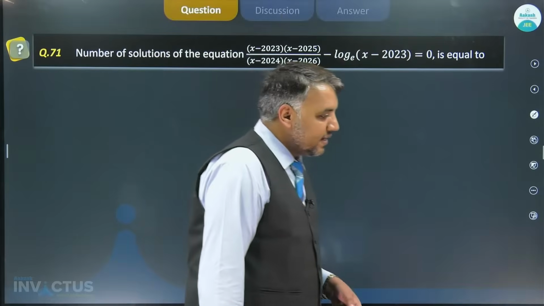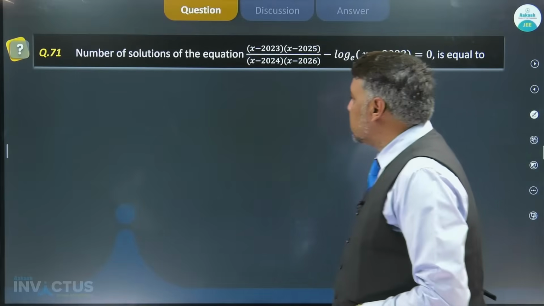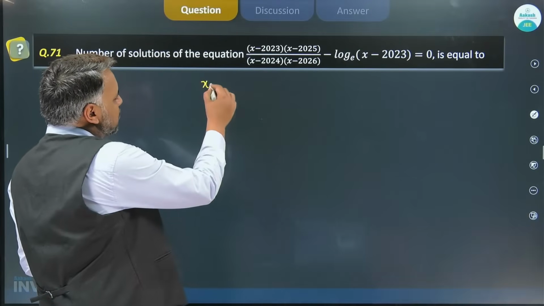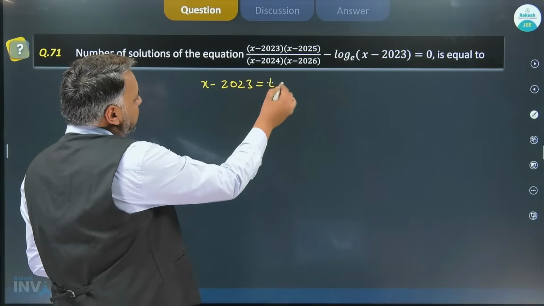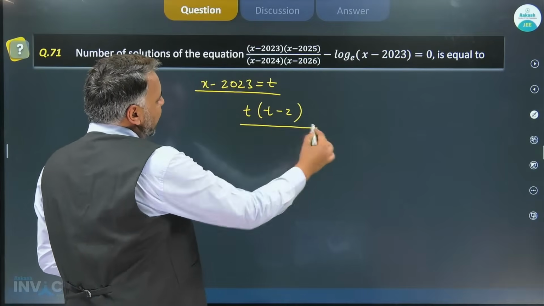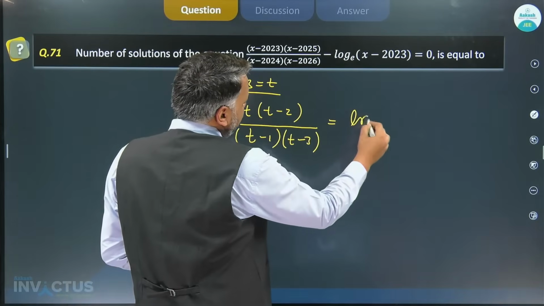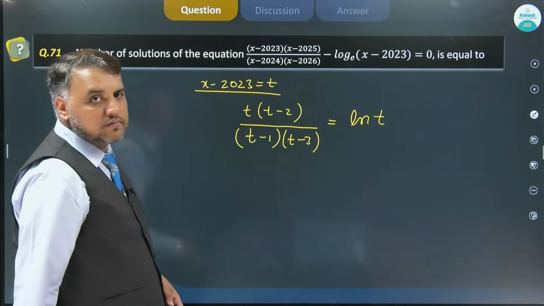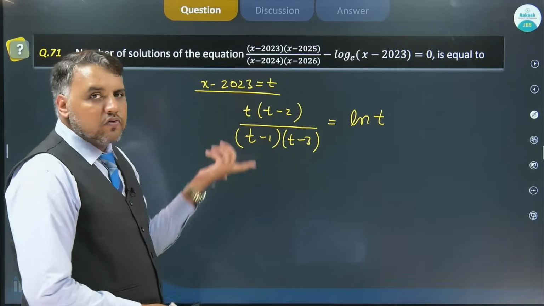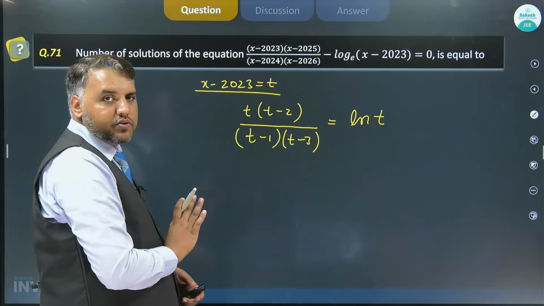Okay, now the second part, numerical based questions. Again, here the data may look a little difficult, so we can do one thing: put x minus 2023 is equal to t. So this will be t into (t minus 2) divided by (t minus 1) into (t minus 3), which is equal to ln of t. We have to solve this equation now. If the number of solutions of this equation is 2, then the number of values of x will be 2 also. But x is t plus 2023, so we have to solve only this equation.